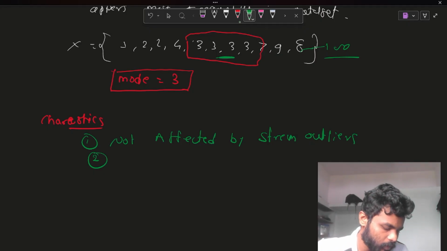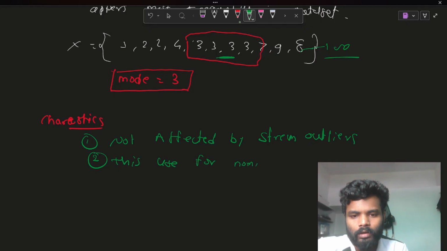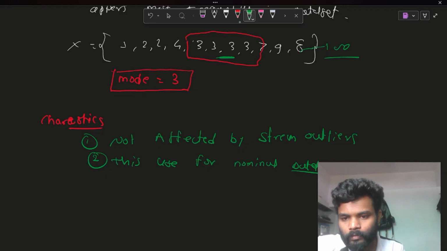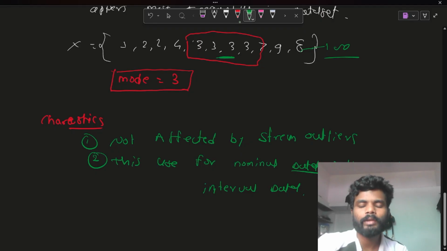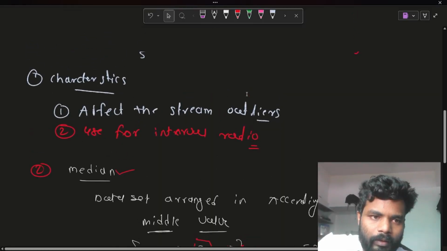The second characteristic is that the mode can be used for nominal data, ordinal data, and interval data. So this is for the mean, median, and mode. I hope this is useful for understanding what the mean, median, and mode are.